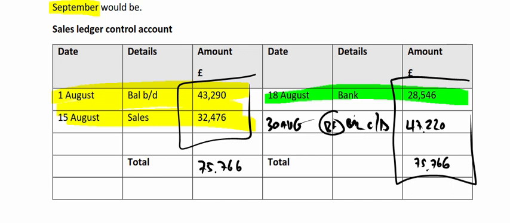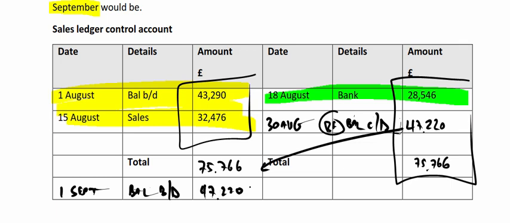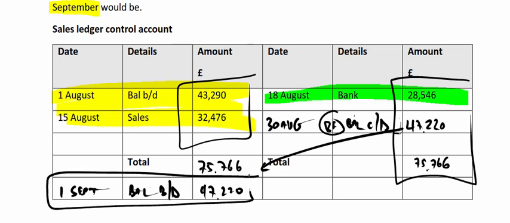But if you bear in mind, the balancing figure in this case is on the credit side because the debits were bigger. So actually it'll be carried down onto the other side. So at the 1st of September, the balance brought down at the beginning of the following month would be our 47,220 on the debit side, because initially the debits were bigger than the credits, weren't they?